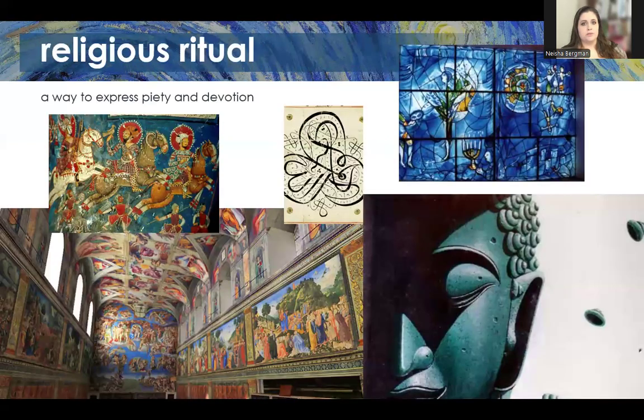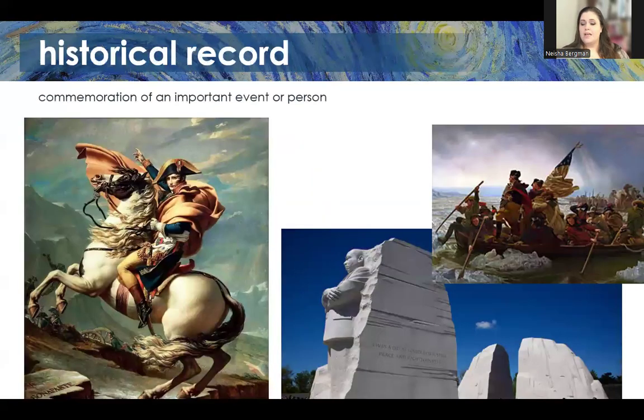All right, so religious ritual. I actually have images here representing all of the major religions, meaning a large portion of the population practices them. So I have pieces of major world religions. We have Christianity, Judaism, Islam, Hinduism, and Buddhism. And those are some really big world religions. A lot of people have faith in these particular belief systems. And we use art to express that.